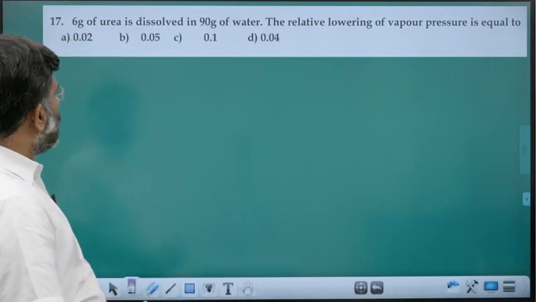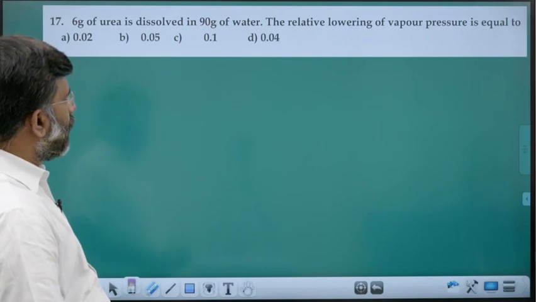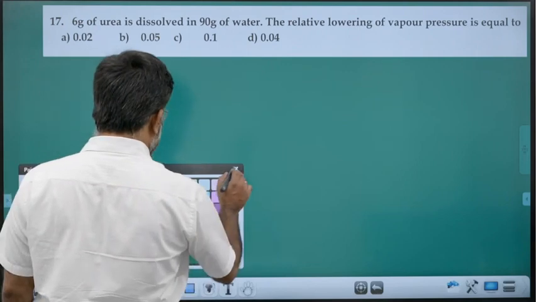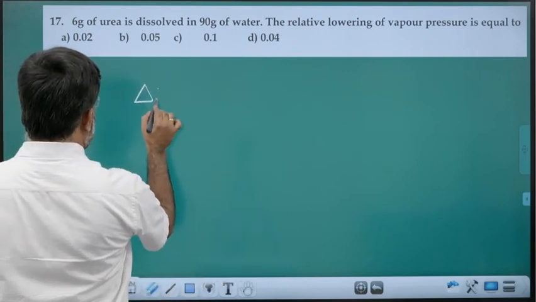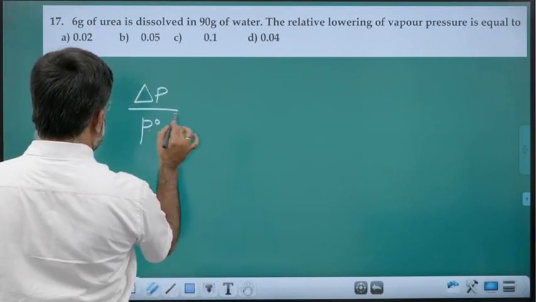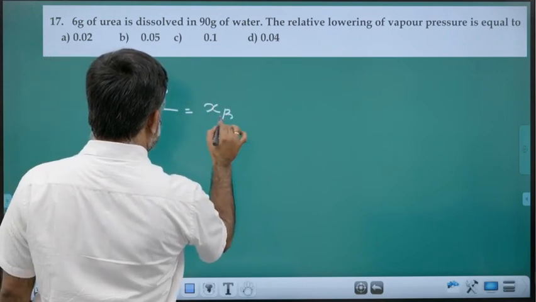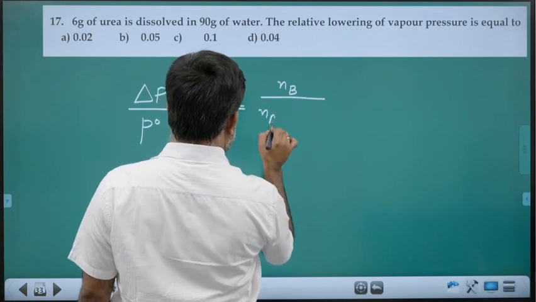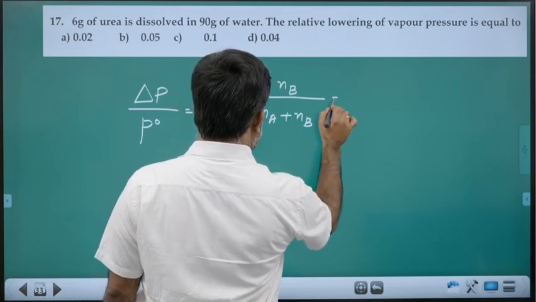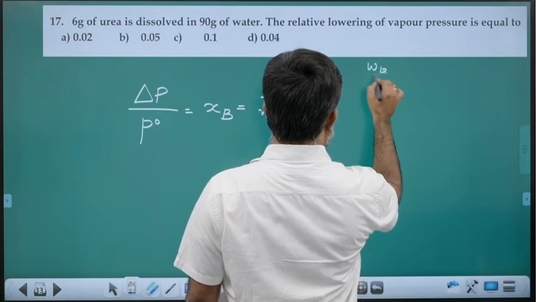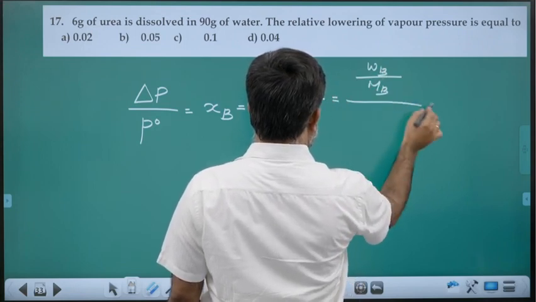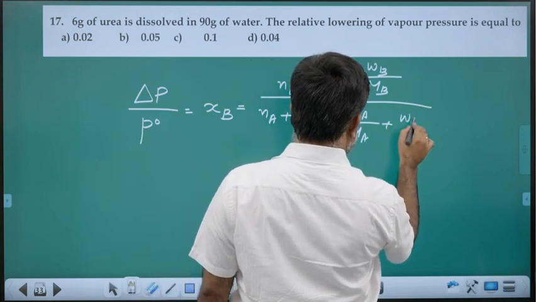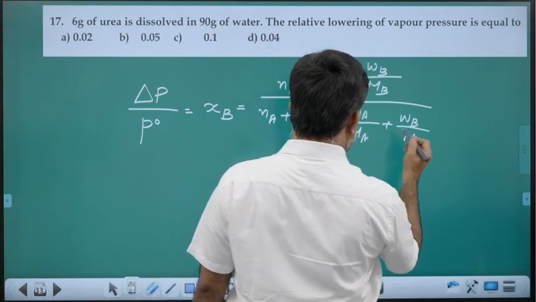6 gram urea dissolved in 90 gram water. Relative lowering of vapor pressure is delta P by P0, that is equal to XB, that is equal to NB by NA plus NB, that is WB by MB divided by WA by MA plus WB by MB.